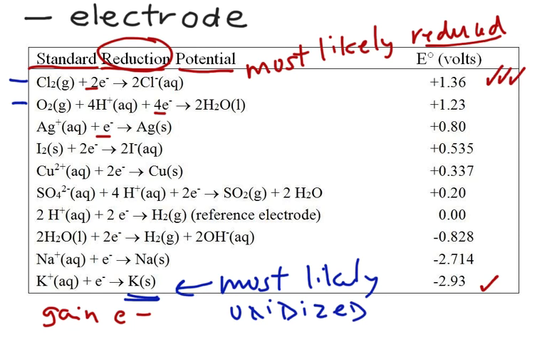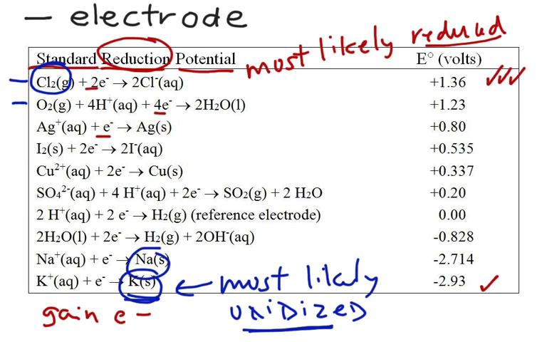So the upper left chemicals are the most likely to get reduced, and the bottom right chemicals would be the most likely to get oxidized. That means that these would be really good reducing agents. You put them with it, they will reduce other things. They'll grab electrons off of other chemicals. So they're very, very non-likely to get reduced, but they're very likely to get oxidized.